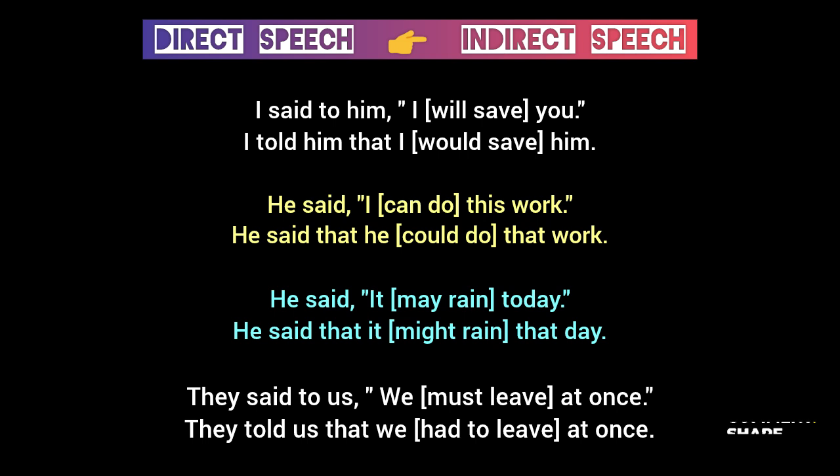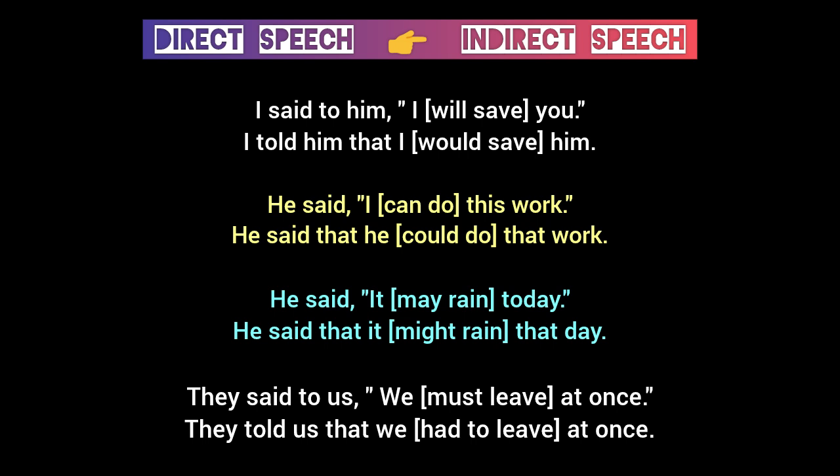He said, I can do this work. Here too, the reporting verb said is in the past tense, so the modal can becomes could in indirect narration. He said that he could do that work. You will notice that all the other rules of narration change are being followed here as well. He said, "It may rain today." Here too, with the reporting verb said in the past tense, we have to change the modal may to might in indirect narration. He said that it might rain that day.